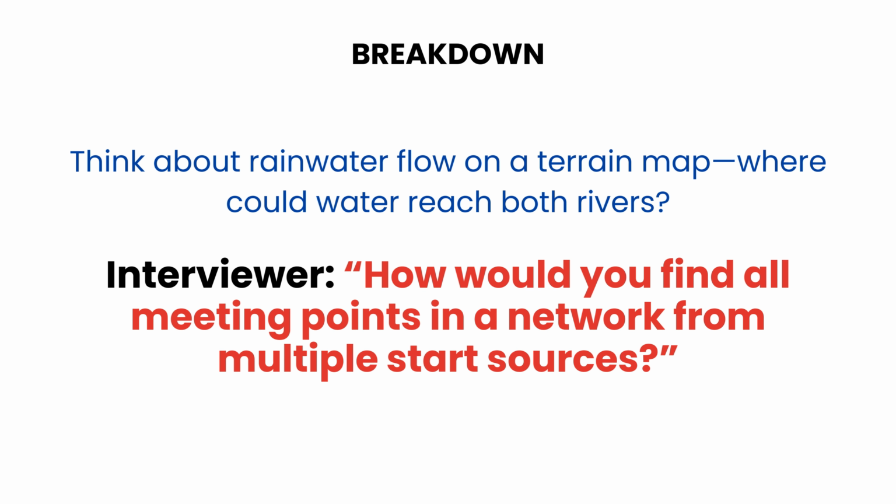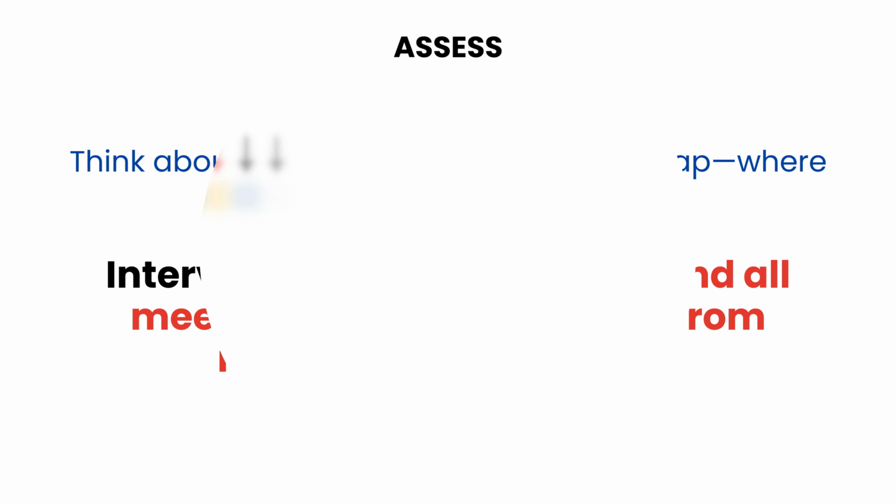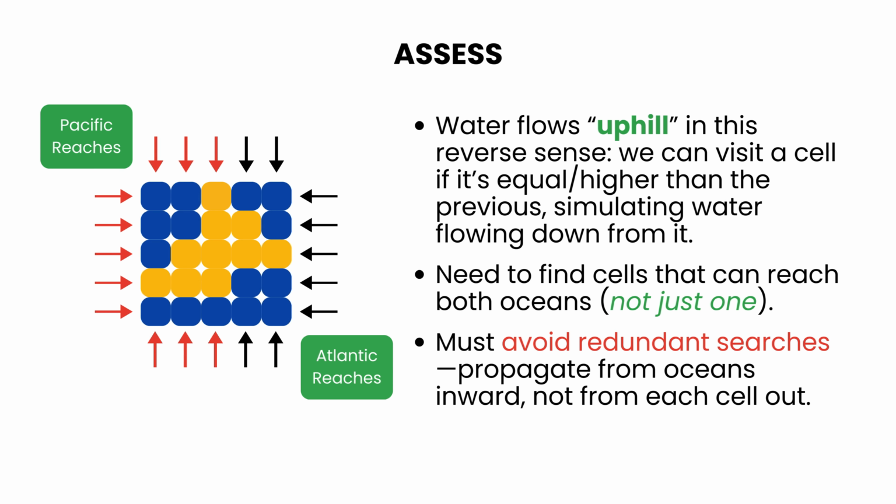Think about rainwater flow on a terrain map. Where could water reach both rivers? Interviewers might ask, how would you find all meeting points in a network from multiple start sources? What's tricky? Water flows uphill in this reverse sense. We can visit a cell if it's equal or higher than the previous, simulating water flowing down from it. We need to find cells that can reach both oceans, not just one. We must avoid redundant searches, so we propagate from the oceans inward, not from each cell outward.